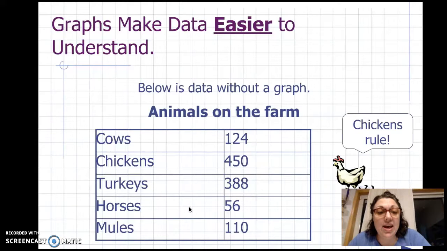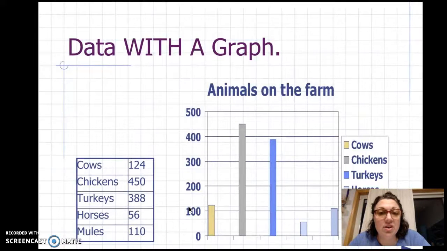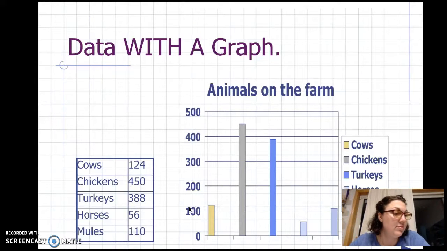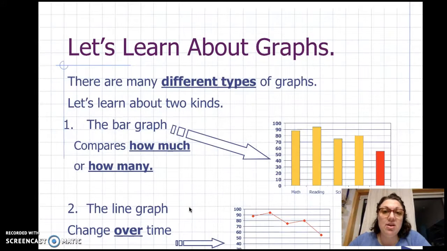If I look at a data table of all the different animals on the farm, it takes me longer to figure out which one is the least, which one is the most. But if I look at it on a graph, you can clearly see chickens are the most very quickly. So graphs make data easier to understand. There are many different types of graphs.